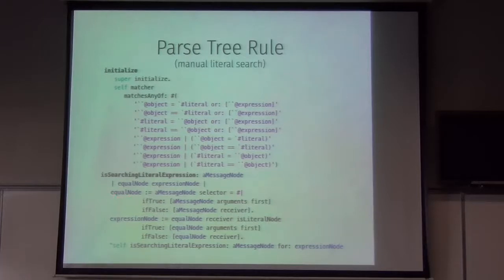Good. Now we need an expression node. What is an expression node? Well, is the equal node receiver a literal? So we check, like, if you have these four things, are these two things, or is it about these two things? And if it is a literal, it assigns the other part. If it's not a literal, it assigns this part. Who understands how it works?